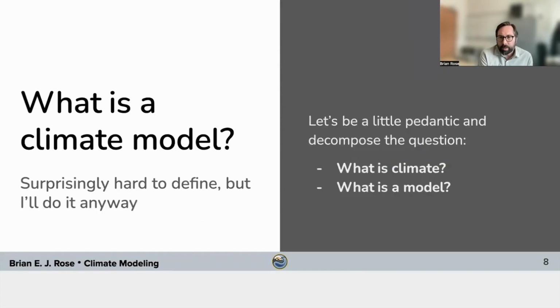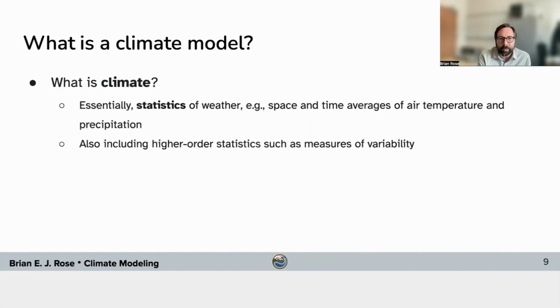So let's talk about climate models, okay? And we'll come back to the energy budget in just a moment. So what is a climate model? It's actually surprisingly hard to define, but I'm going to take a stab at it. So first, what is climate? What do we mean by climate? Well, essentially, we mean statistics of weather. So that could be space and time averages of air temperature and precipitation, but statistics can also be higher order statistics, such as measures of variability.